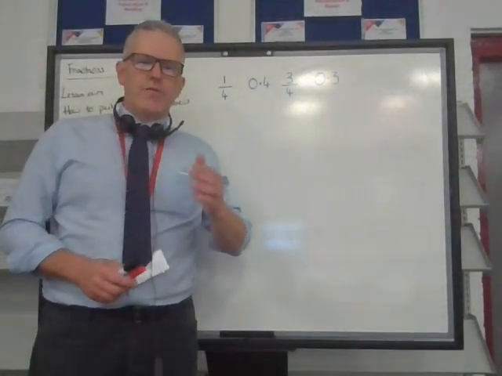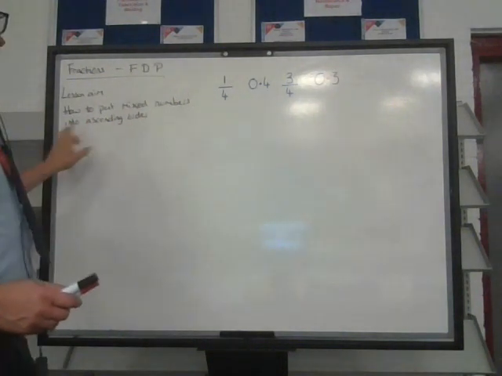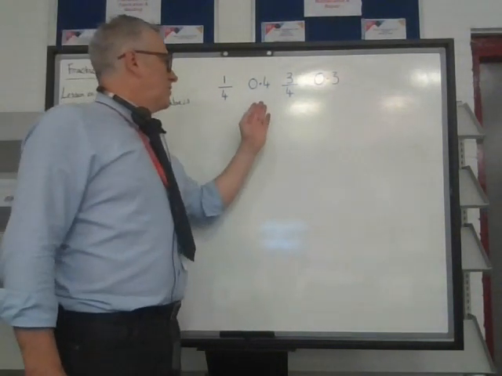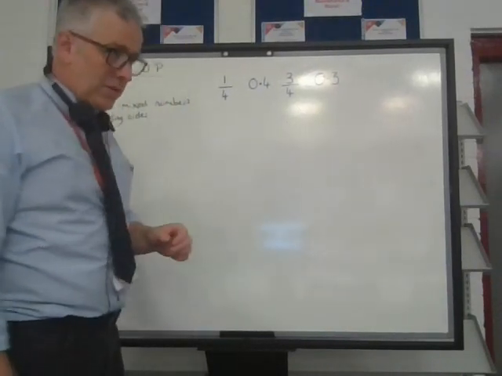Again, here we're looking at another example of fractions, decimals and percentages, and how to put mixed numbers into ascending order. So we've got a quarter, 0.4, 3/4, and 0.3. Now we want to put them from lowest to highest.